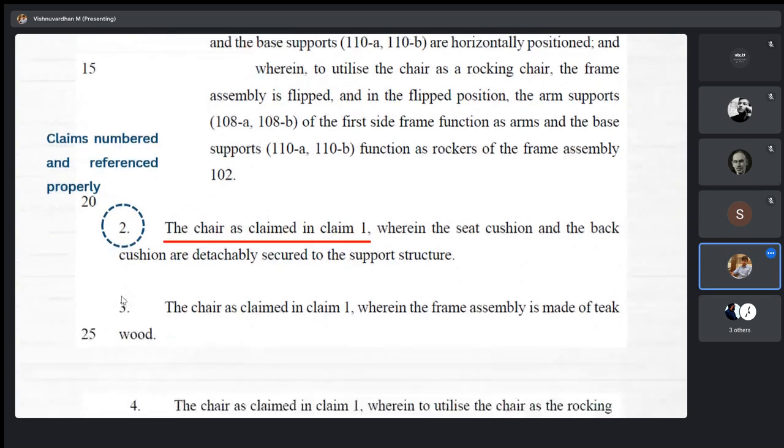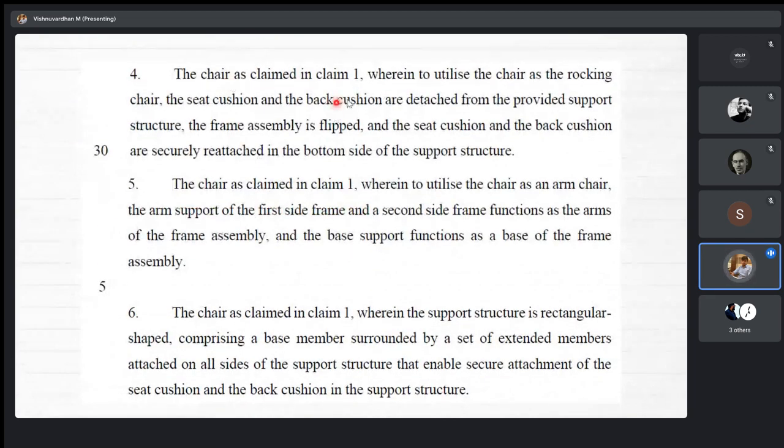Cool. Moving on, the chair as claimed in claim 1, wherein to utilize the chair. Here they're explaining how the chair has to be utilized. To utilize the chair as the rocking chair, the seat cushion and the back cushion are detached from the provided support. So they explain how you make it a rocking chair. And then claim number 5, the chair as claimed in claim 1, wherein to use it as an armchair. So they're explaining how you use it as a rocking chair in claim 4, how to use it as an armchair in claim 5. Cool.